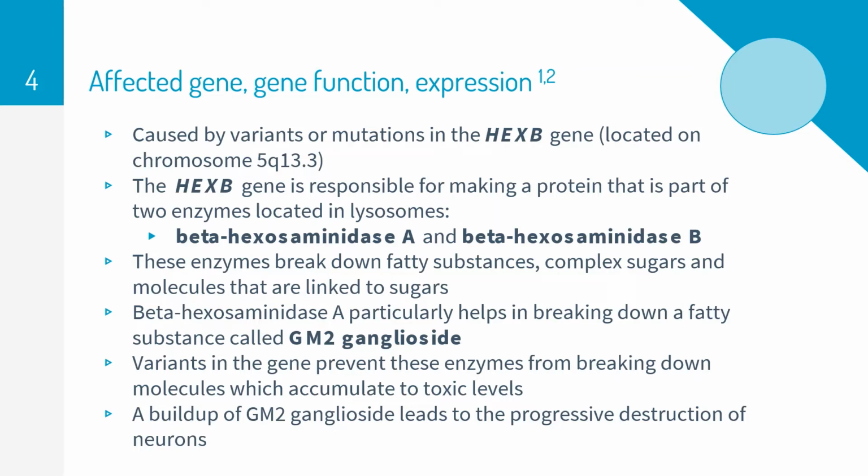beta-hexosaminidase A. The enzyme's activity is disrupted by mutations in the HexB gene, which inhibit these enzymes from breaking down compounds, such as GM2 ganglioside. As a consequence, these substances build up to toxic amounts. Specifically, the buildup of GM2 ganglioside causes the gradual death of neurons in the brain and spinal cord. The age at which symptoms appear typically depends on the degree of beta-hexosaminidase A and B deficiency.